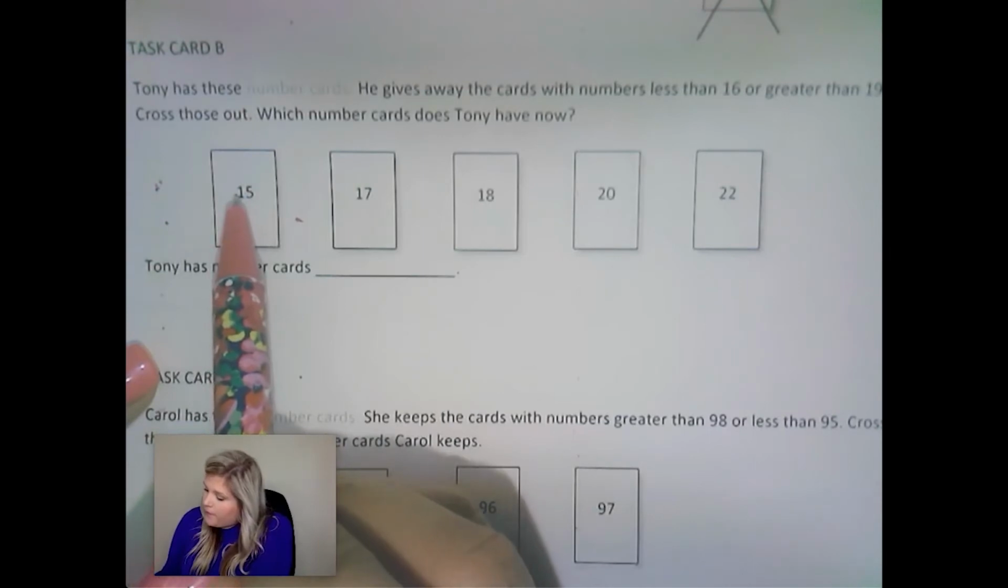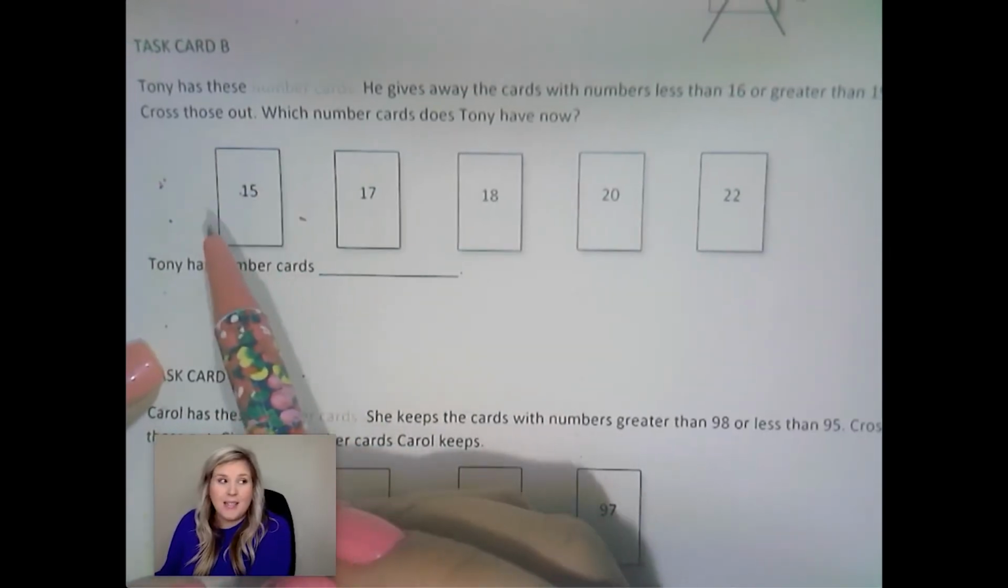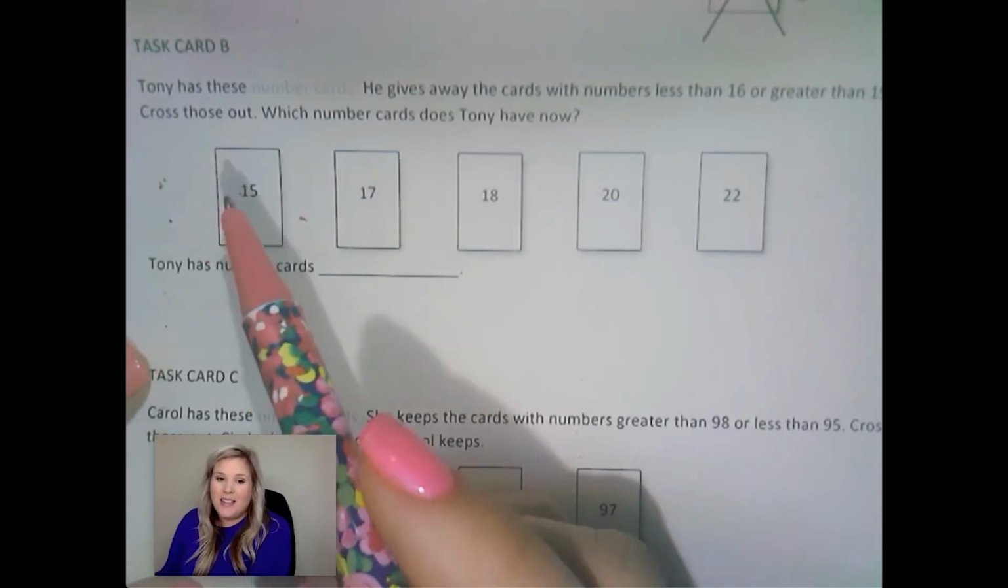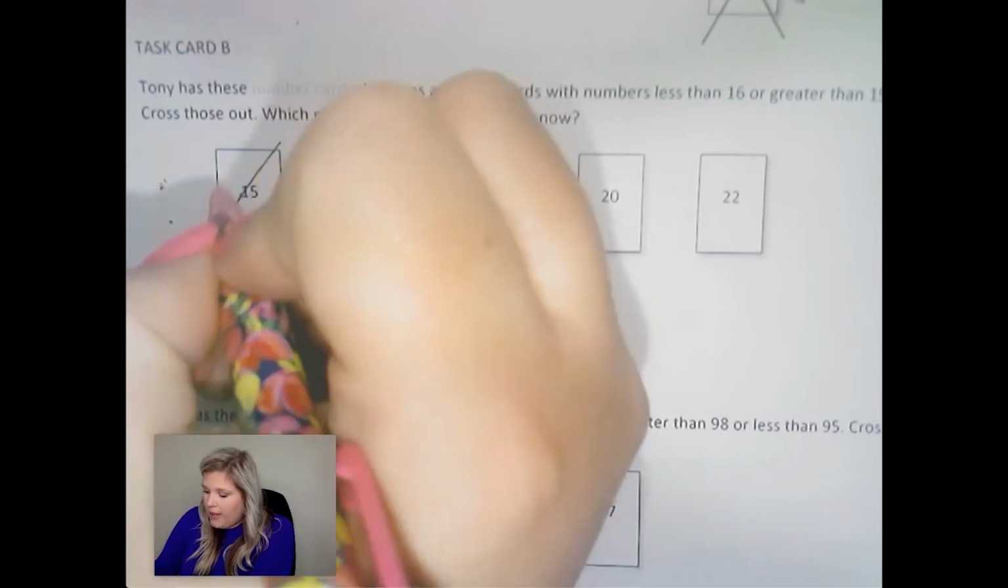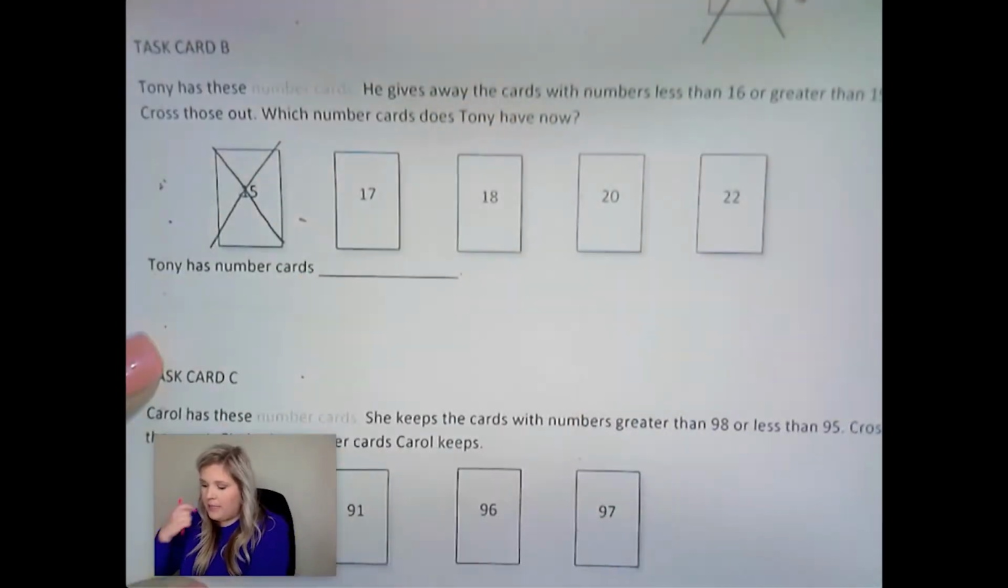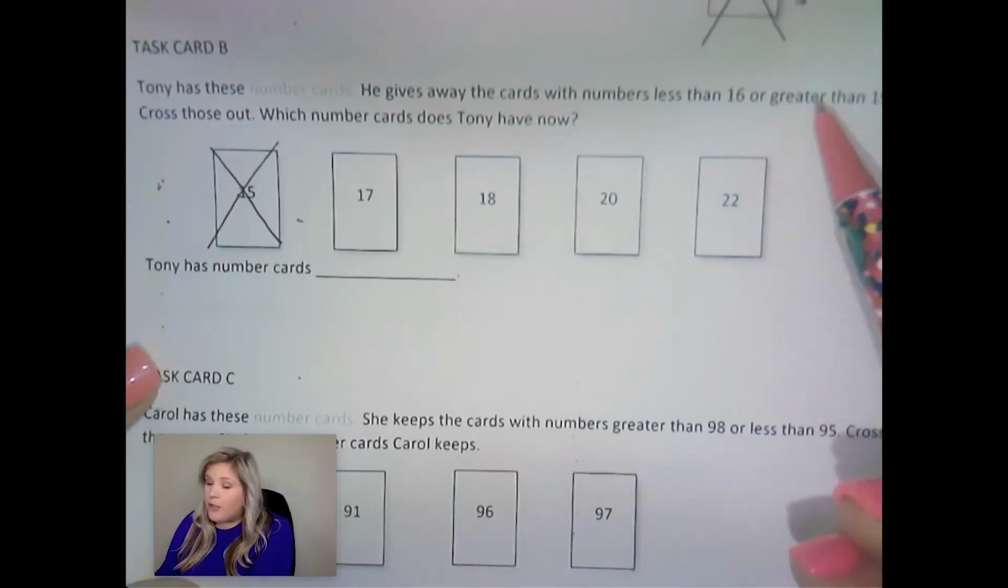15. 15 has the same number of tens, and 5 is less than 6. So 15 is less than 16. So I need to cross it out. Tony gave that card away. But we're not done. The problem says that he also gave away the cards greater than 19.